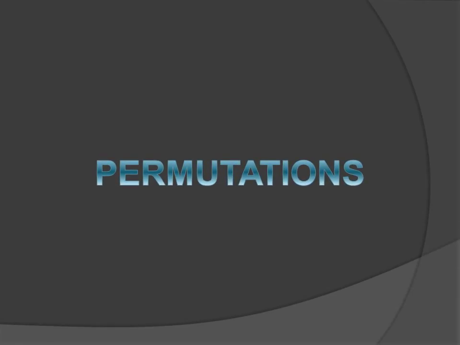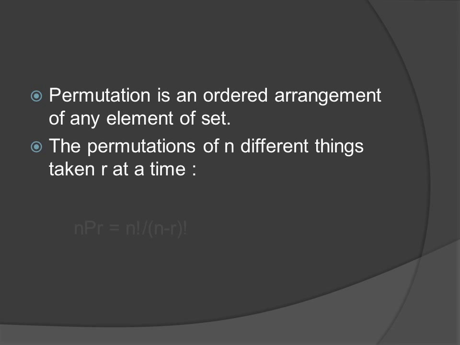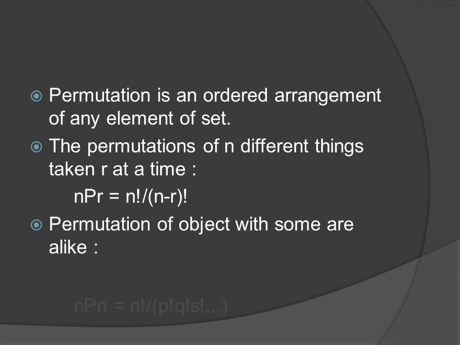The next topic is permutations. A permutation is an ordered arrangement of the elements of a set. The permutations of n different things taken r at a time: the formula is n permutation r equals n factorial divided by the quantity n minus r, factorial.